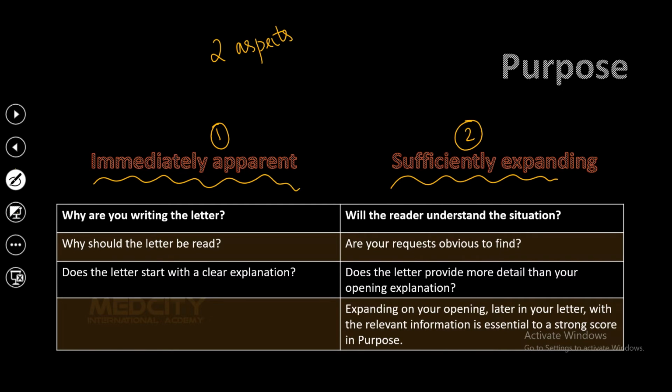Immediately apparent is that it should be clear. So why are you writing the letter? If your purpose clearly answers this, then you're halfway through to making your purpose immediately apparent. Why should the letter be read? Is that idea clear in that first sentence, first one or two sentences that you write of the letter? And does the letter start with a clear explanation? So if your purpose is able to answer these three questions, it clearly means your purpose is immediately apparent.